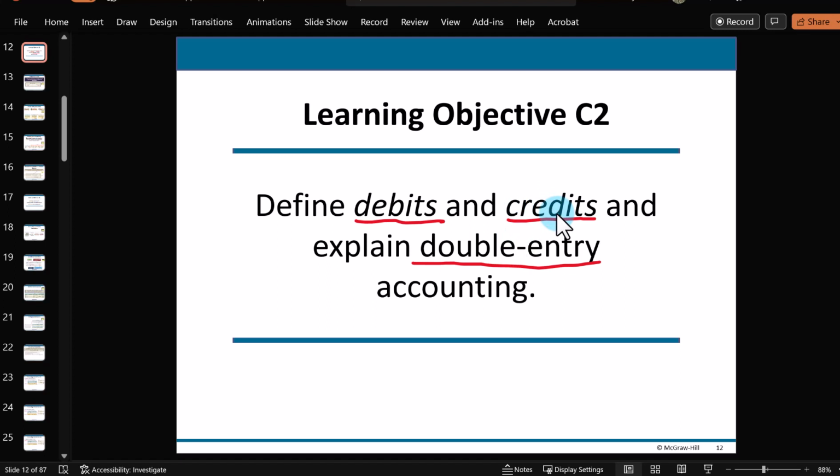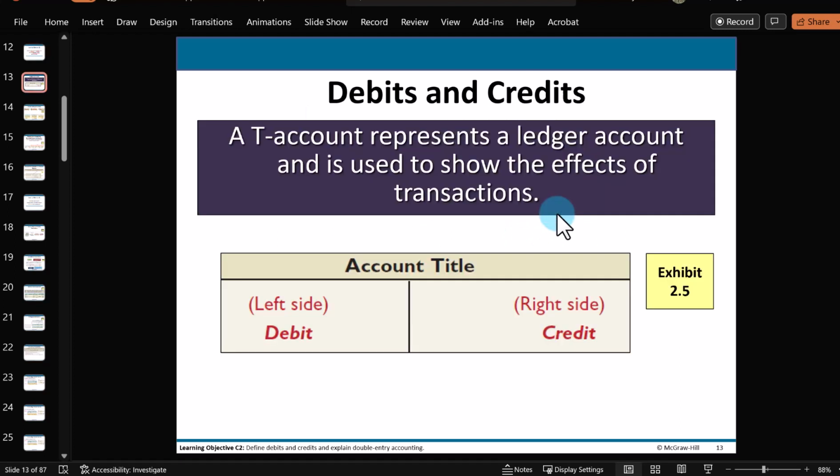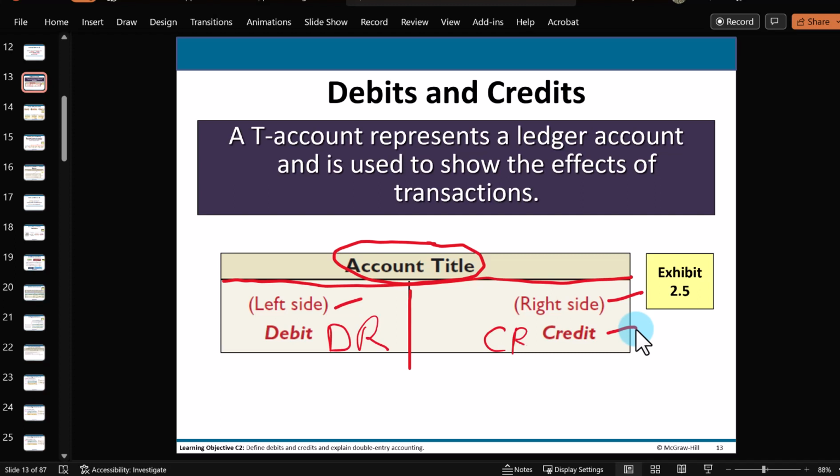And the total dollar debits in a single transaction has to equal the total dollar credits in that same transaction. For now, we're going to represent an account with this big letter T. So each account, we're going to have the name at the top of the T. And no matter what type of account you're dealing with, this left side is called debit. And the right side, of course, is the opposite, called credit. If you want to abbreviate the word debit, we use the letters DR, and a credit is CR.